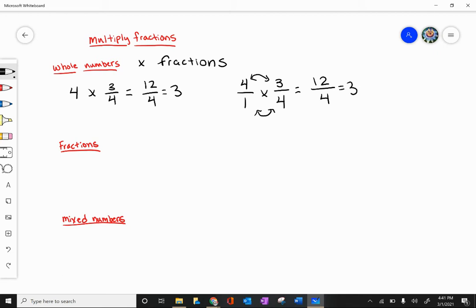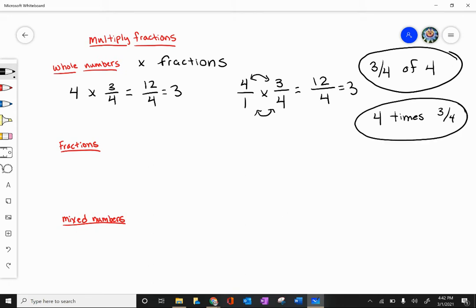So this is saying two things. Since multiplication is commutative, the order can switch. So this actually represents two problems. This is saying, what is 3/4 of 4? That's the answer to that question. And it's also saying, what is 4 times 3/4? If I add 3/4 4 times, I'll get 3. And if I take 3/4 of 4 of something, I'll have 3 also. So it can represent two types of problems.